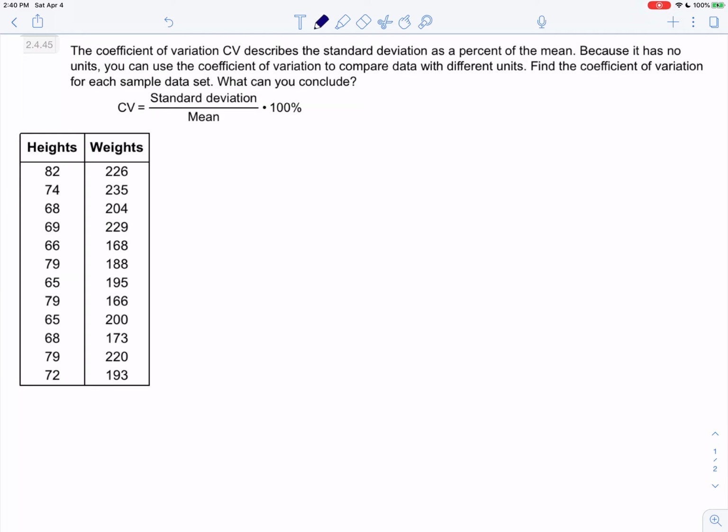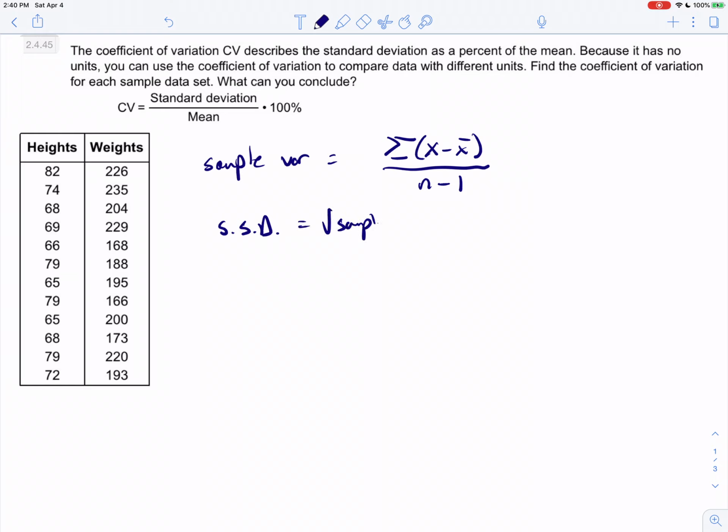So the sample variance should be, let me see. We're going to have x minus x bar, and we're going to do the sum of these. Since it's a sample, we're going to divide by n minus 1. And then the sample standard deviation is going to be the square root of the sample variance. So it's going to be the square root of this guy here. I think this is right. I'm going to glance at the formula just to make sure I have it right.